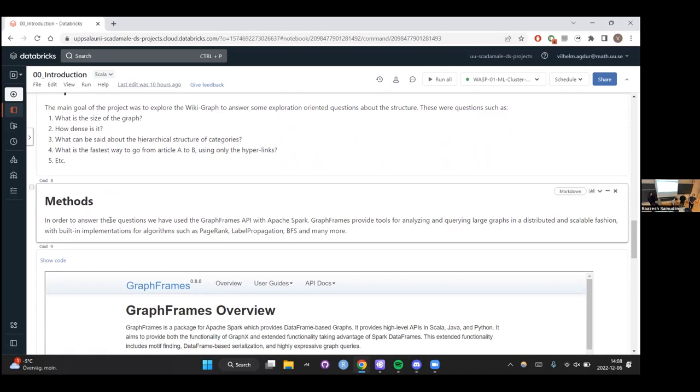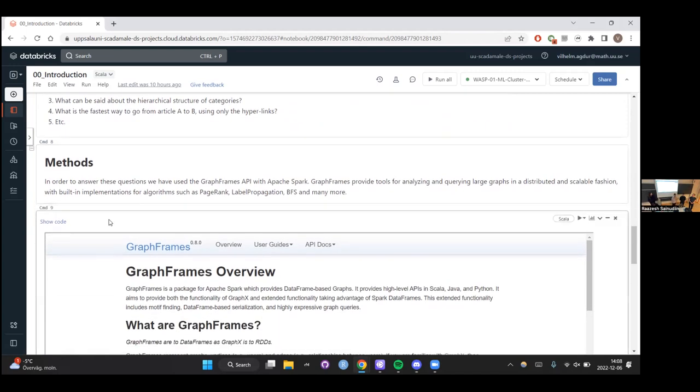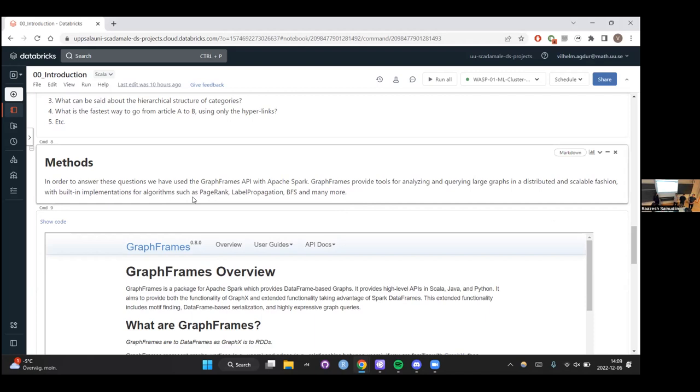And we use the GraphFrames API of Spark to use some of the most common methods such as PageRank, linear regression, and research. And the first thing that we're going to cover is Vilhelm is going to cover how we retrieve this data.